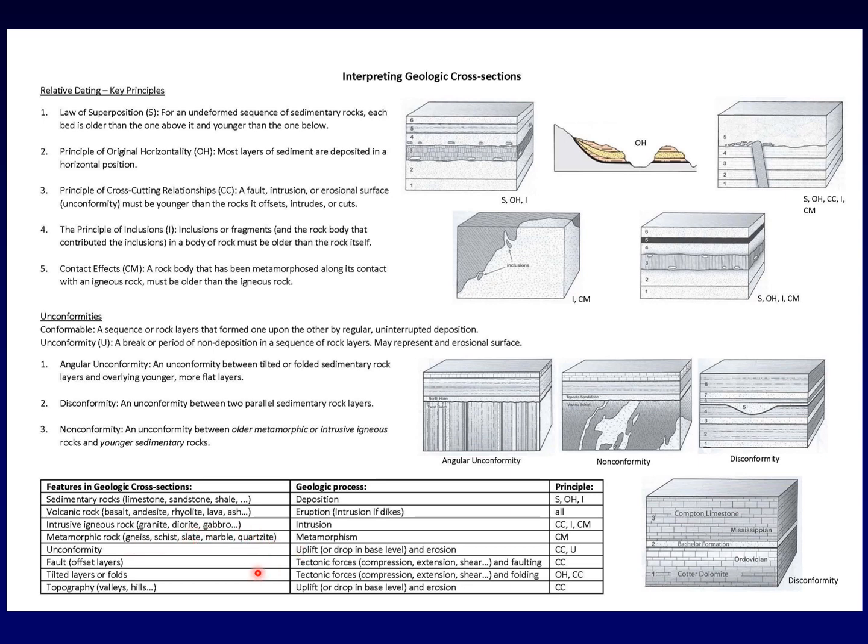And then with unconformities, you would say uplift and erosion. For faults, you would say tectonic forces like compression. So, compression led to this, or extension led to this. Or if you see tilted layers, you would say compression or extension led to this, and then there was faulting or folding. And then topography, you would say uplift and erosion as well. So this is a nice handy little reference.